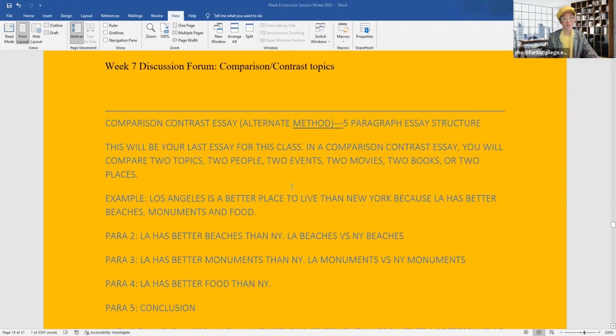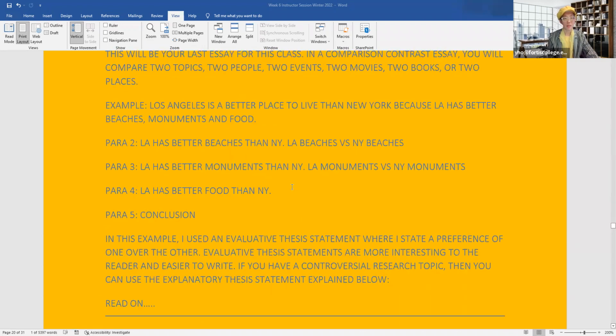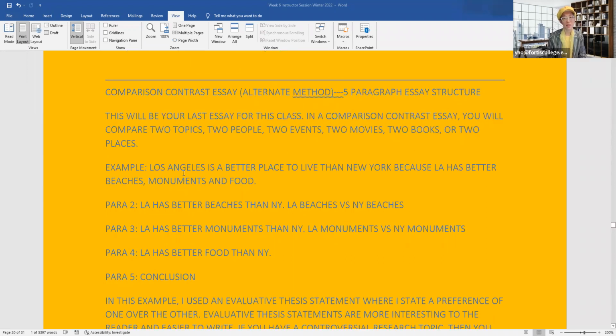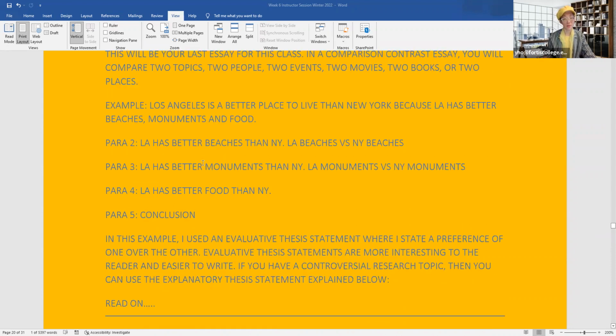And then here I went over the week 7 comparison contrast. Los Angeles is a better place to live than New York because LA has better beaches, monuments, and food. So here you would have LA has better beaches. So then paragraph 2 is better beaches. LA has better monuments, then you have better monuments. LA has better food, and you have better food. And that pretty much concludes your comparison, because you're comparing 2 places, and which is better than the other.